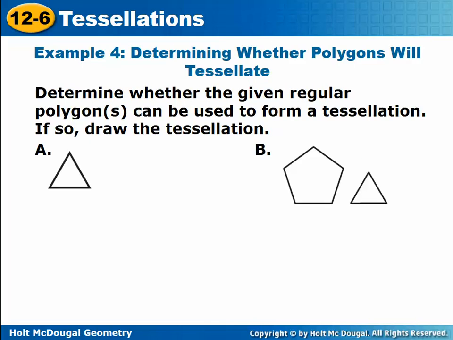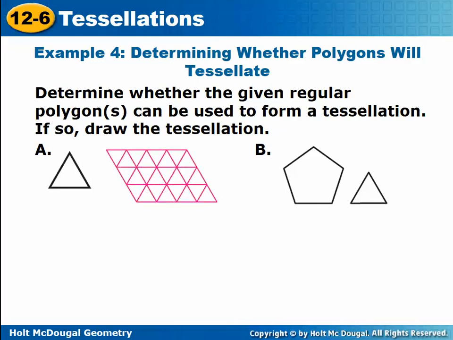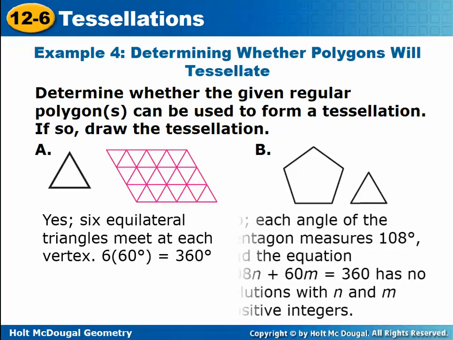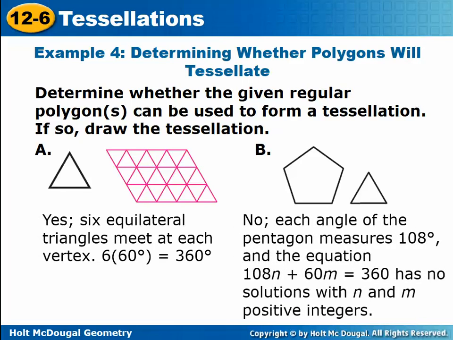All right, here we are going to determine whether the given regular polygon can be used to form a tessellation. If so, draw the tessellation. Well, A is going to be yes because it's a triangle, and triangles will tessellate, and it's an equilateral triangle. In B, we're going to look at whether or not we can get to 360. So in a pentagon, and you can Google how many degrees these are in a regular pentagon, but we did find out how to find this.